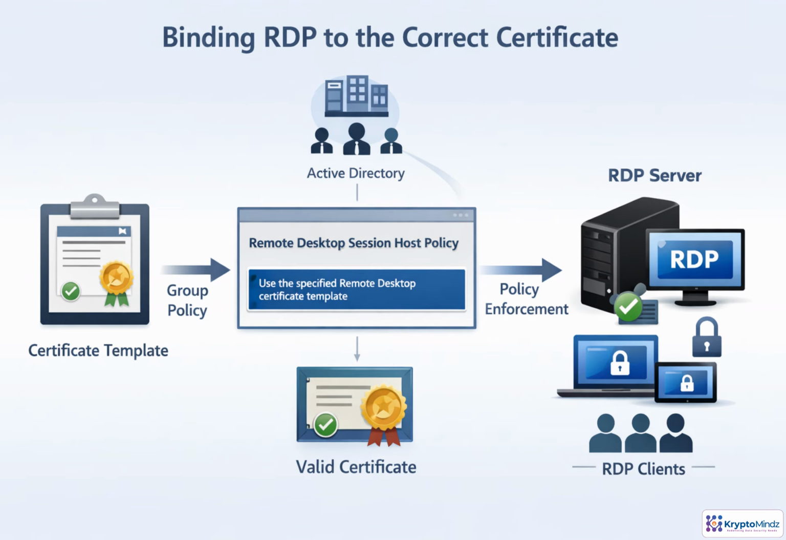Once your CA is issuing the right certificate, you still need RDP to actually use it. In a domain, you handle this with group policy. Configure the remote desktop session host security policy to reference the certificate template name. When the policy applies, each server searches its local computer personal store for a certificate from that template that meets RDP requirements. If it finds one, that's what clients see, instead of a random or self-signed certificate.